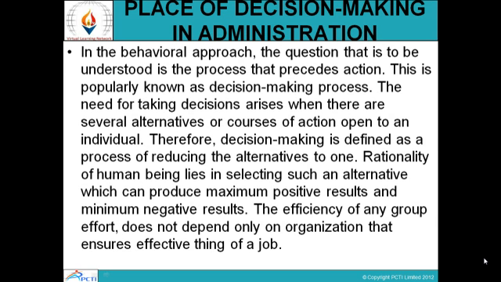This investigation led to the growth of administrative behavior with a focus on authority and decision making. If we talk about the place of decision making in administration, in the behavioral approach, yes, this is a very popular concept, the decision making process. How does an individual take decisions? The need for taking decisions arises when there are several alternatives and courses of action open to an individual. When there are no choices, no options, there is no chance of decision making.